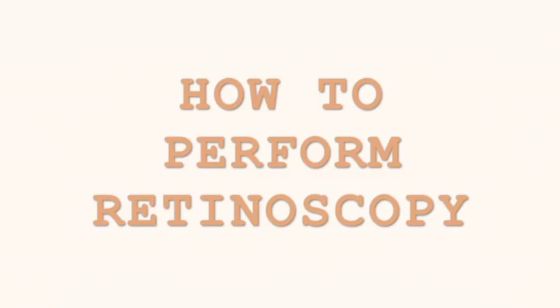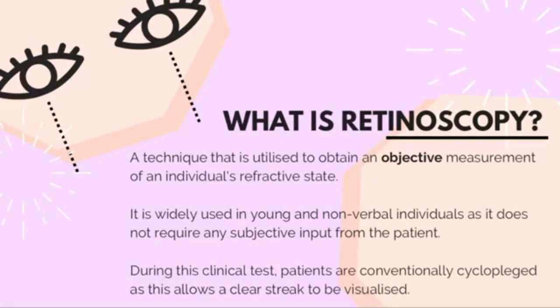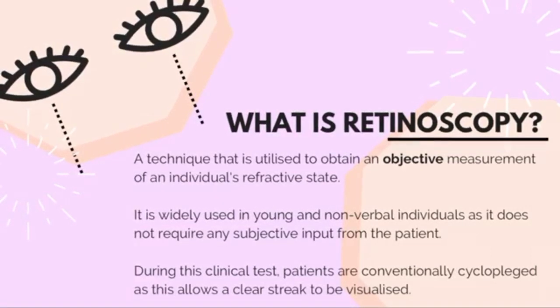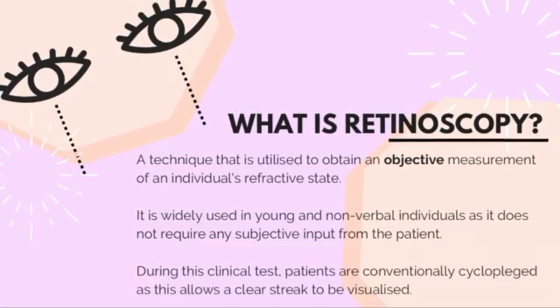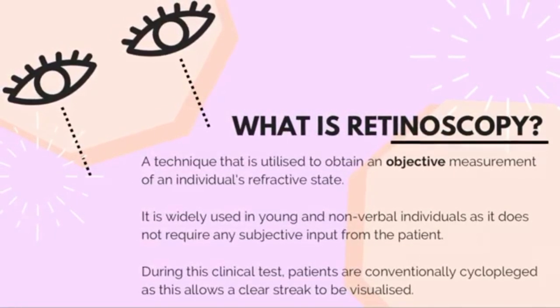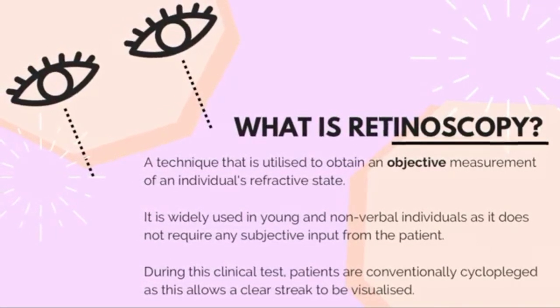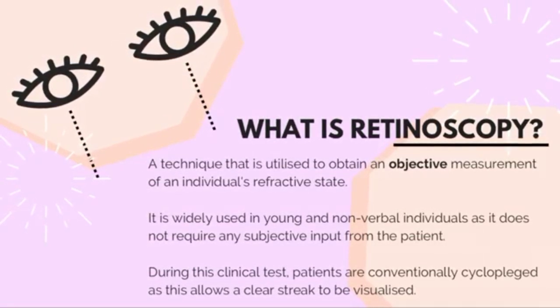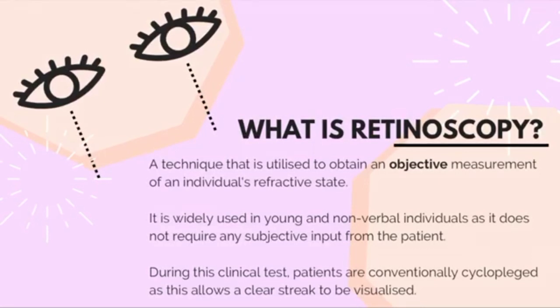This video aims to teach the clinical skill of retinoscopy and the application of it in ophthalmic practice. Retinoscopy is a technique that is utilized to obtain an objective measurement of an individual's refractive state. It is widely used in young and nonverbal individuals as it does not require any subjective input from the patient. During this clinical test, patients are conventionally cyclopleged, as this allows a clear streak to be visualized.